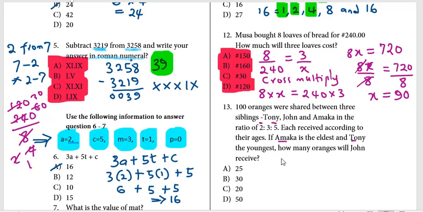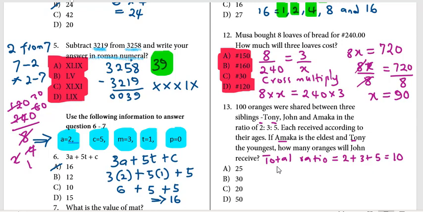So when you're solving a ratio question, what's the first thing you have to do? You have to look out for the total ratio. So total ratio here is equal to 2 plus 3 plus 5, and that's 10. So total ratio is 10.